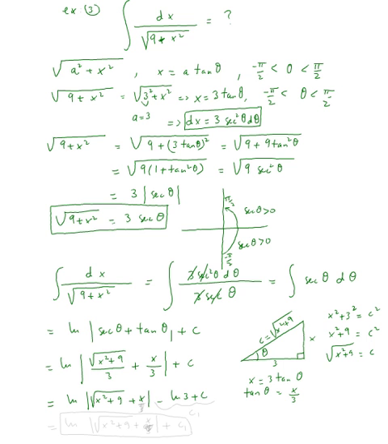plus some c. If we call this a constant c1, this will be equal to ln of square root of x squared plus 9 plus x plus some constant c1. So this is the answer, and we're done with this example.